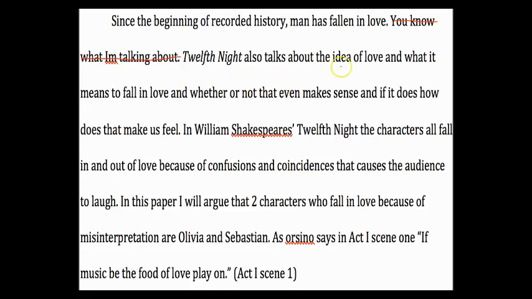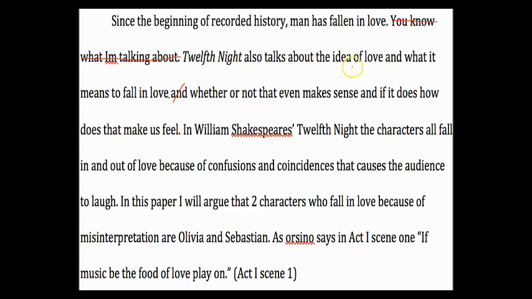"Twelfth Night also talks about the idea of love and what it means to fall in love and whether or not that even makes sense. And if it does, how does that make us feel?" This sentence is really jam-packed. You definitely would want to rearrange it, meaning that we want to stop here, cut that out, right? This could be a new sentence, and then the idea would continue. We could add something to make it flow better.